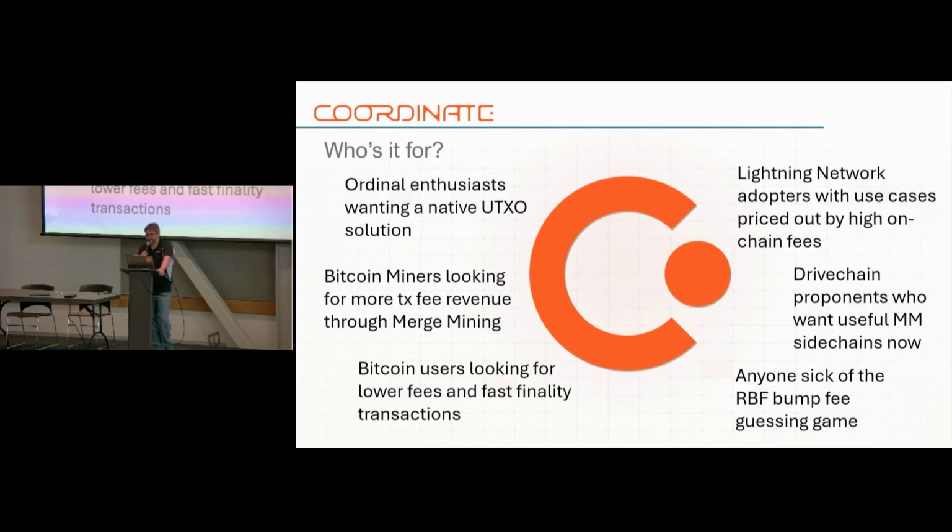They get transaction fees. So Bitcoin users looking for lower fees and fast finality transactions. I'll get a little bit more into what makes the hybrid consensus special, but one of those is a federation of the two hybrid, meaning we can offer finality to a much higher degree with much higher resolution than Bitcoin itself.